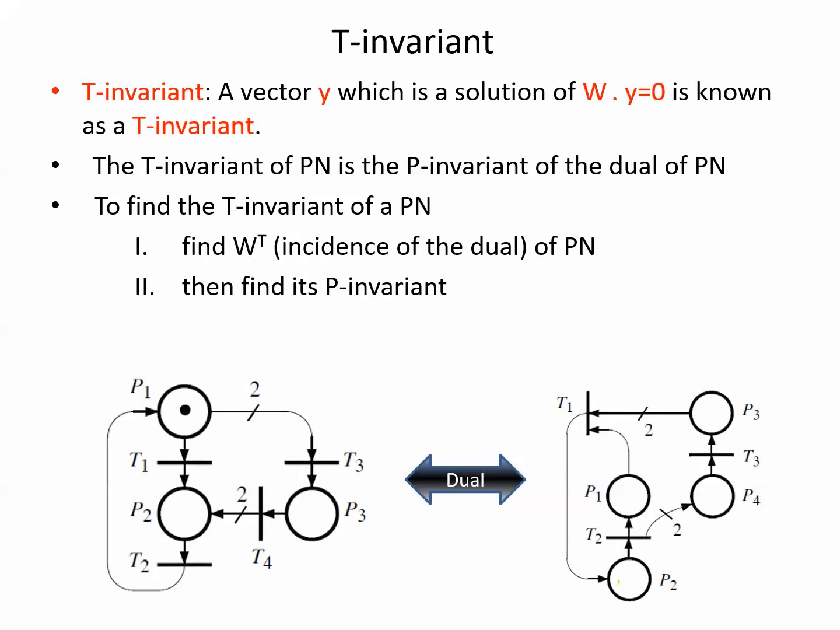Now look at this property. The T invariant of this Petri net is actually the T invariant of the dual of the Petri net. If you compute the T invariant of the dual, it will actually be the T invariant of the original Petri net. You got the idea? Yes. Okay, and why do we do this? Since there is an algorithm, and that algorithm.